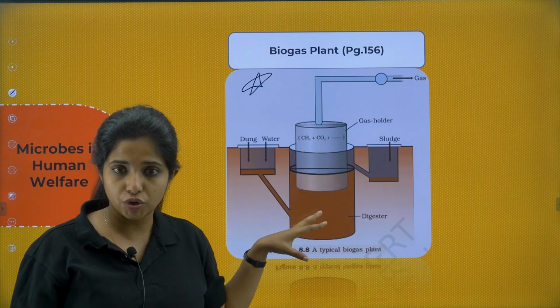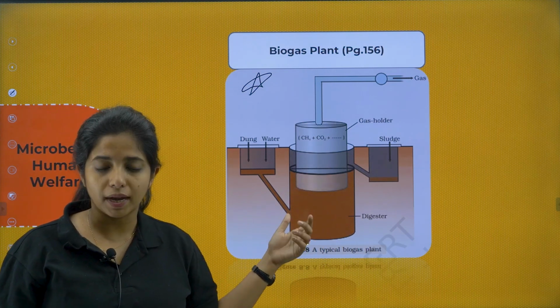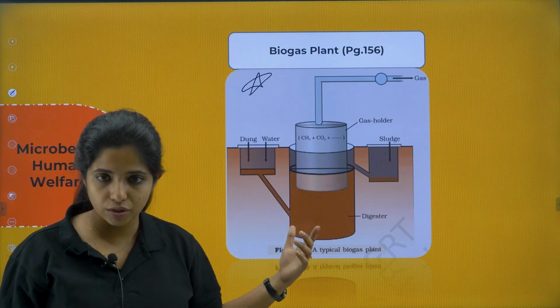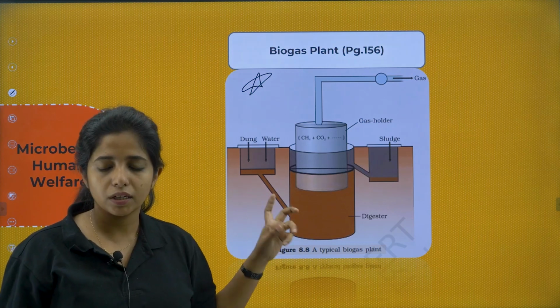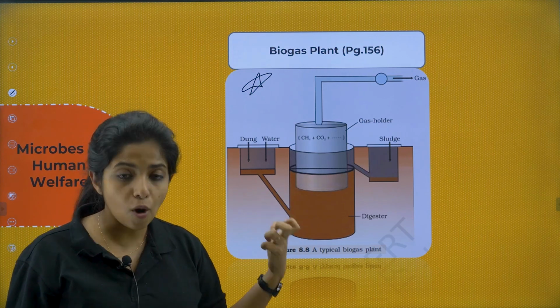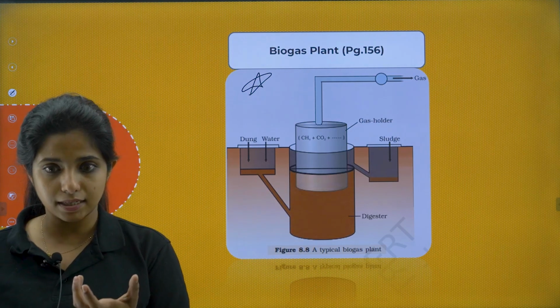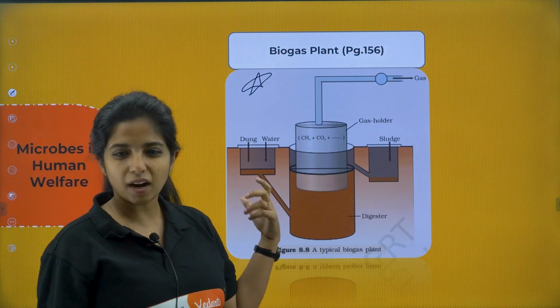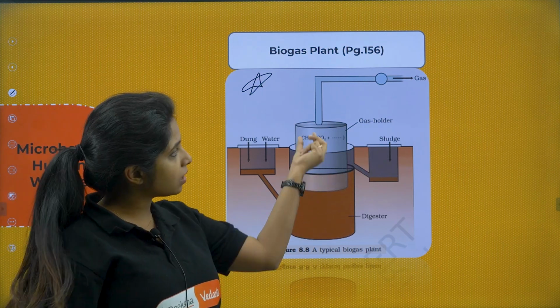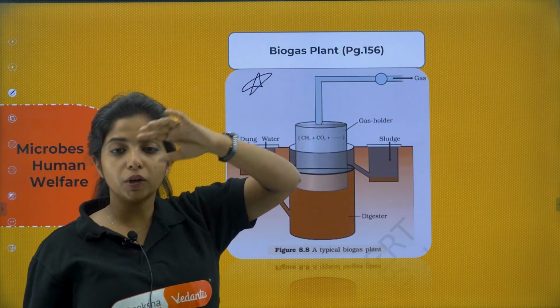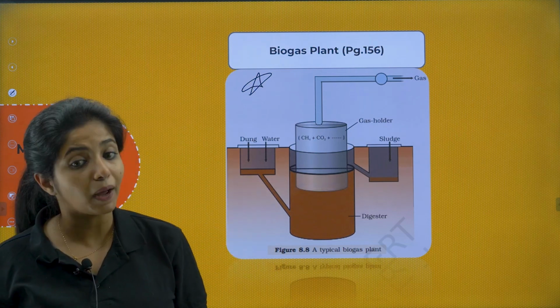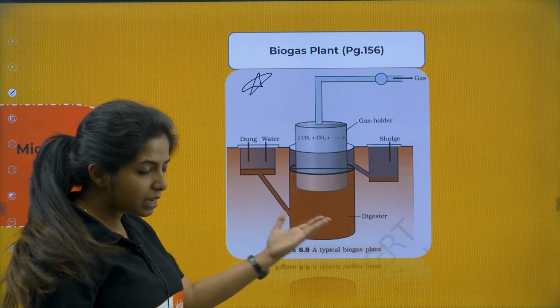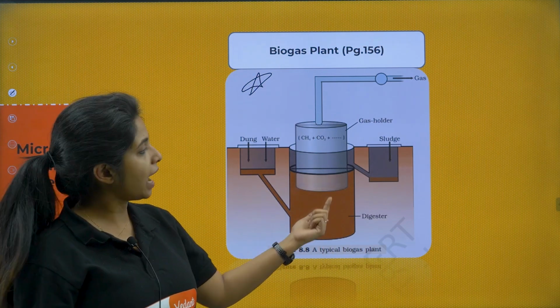There is no oxygen, so there will be anaerobic bacteria, basically methanogens. Methanogens are present in the cow dung, so it is going to form lots of methane gas, lots and lots of methane, carbon dioxide and other gases. These gases are taken with the help of a pipe to different kitchens and used as biogas. And the remaining content can be taken up.